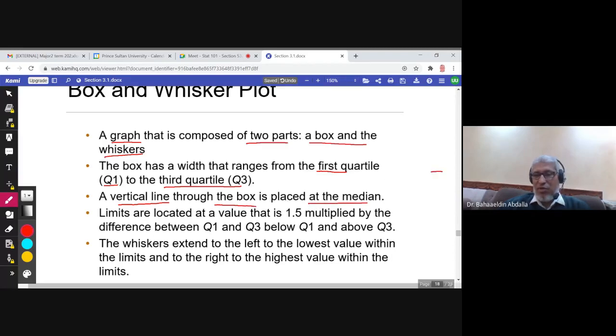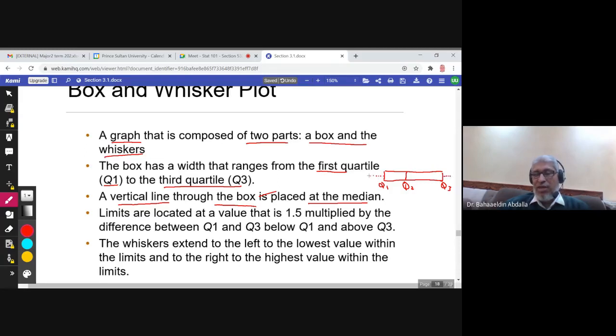So as I told you, I have a box like this in which Q1 is here, Q3 is here, and Q2 is somewhere here or here, whatever. I don't know where Q2 is. It could be anywhere in the middle or not. But this is called the box. Okay. Now how to determine the whiskers? The whiskers are dashed lines coming out from the box.